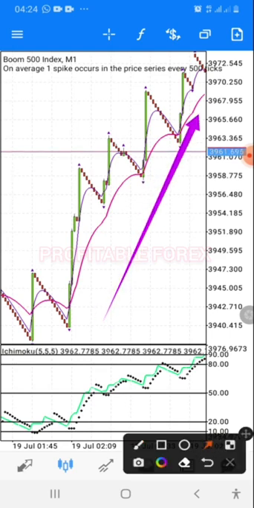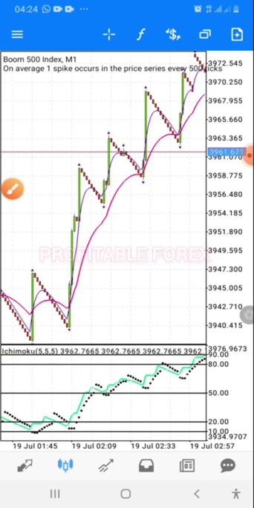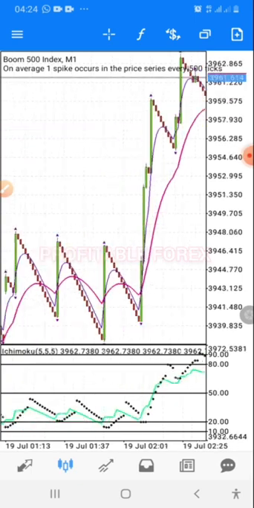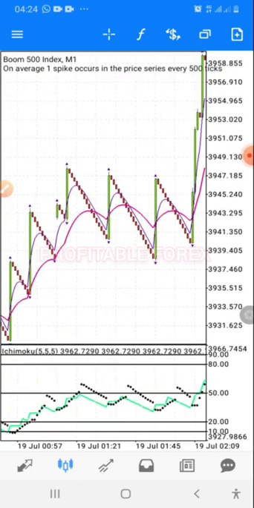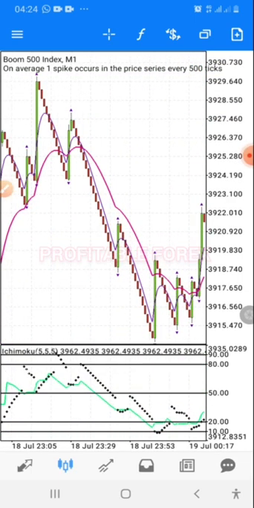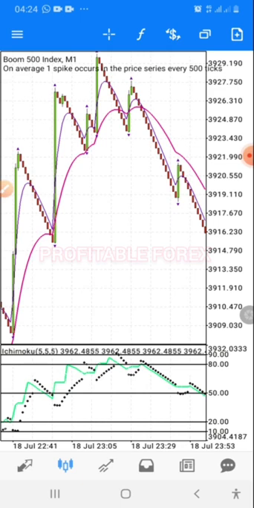Okay, so remember, I encourage you to catch spikes on Boom 500 because you have spikes occurring frequently on Boom 500. And if you're scalping, you scalp in Boom 1000 or Crash 1000. So this is how the strategy works. Right now I'm going to give you the setup for the indicators.